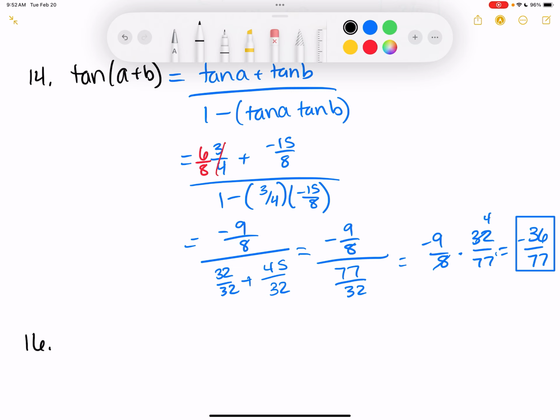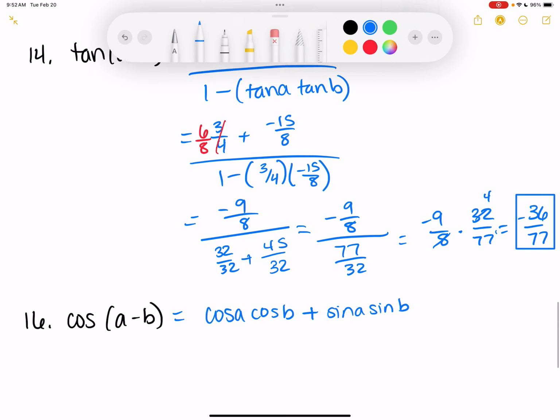16, cosine of A minus B. What's the formula for this one? Cosine A, cosine B, plus or minus? Which one? Plus. Opposite for cosine, same for sine.